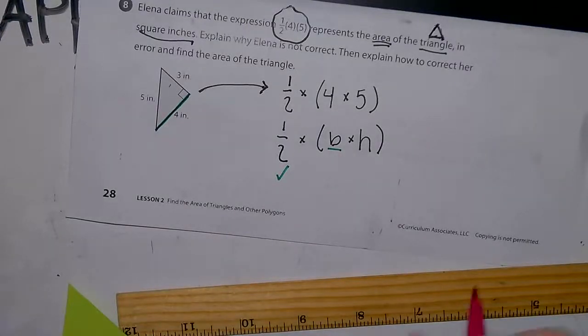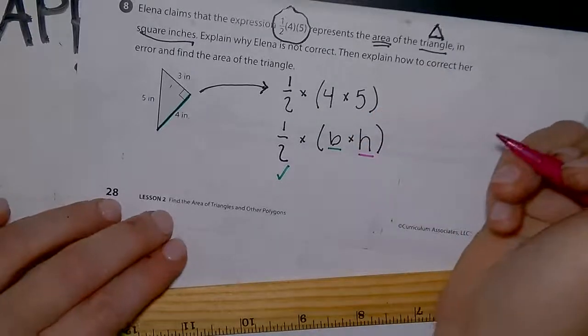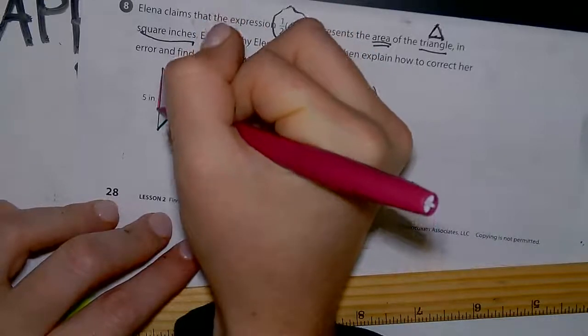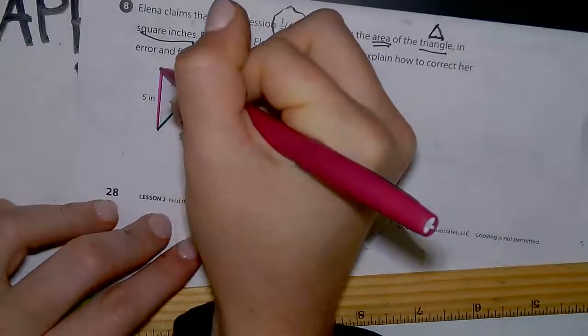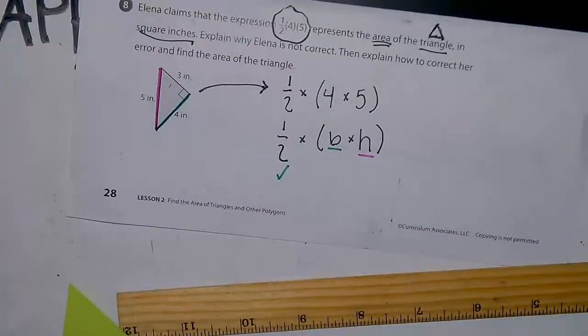And the next thing we want to check on is her height. All right, let's look. Elena said that this is the height of the triangle. Take a couple seconds to look at this and decide, is she correct? Can that be the height of the triangle? Pause the video and think about it for a few seconds.